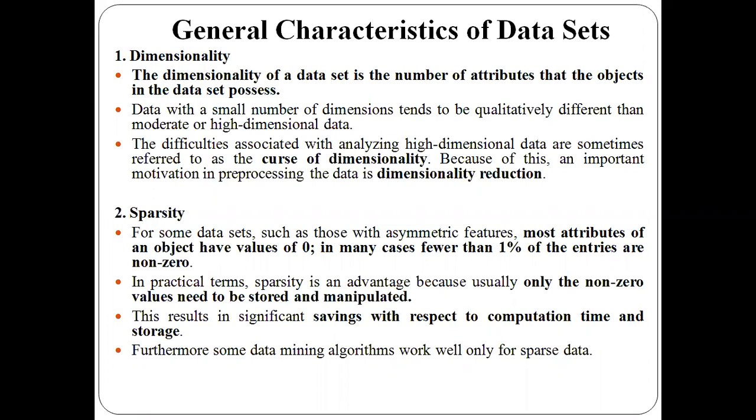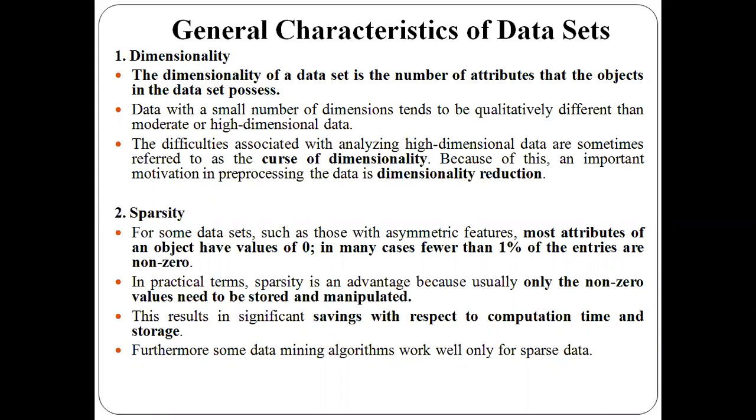Now, coming to the second characteristic or property, that is sparsity: sparse data and dense data. I hope everyone has heard the words sparse and dense. Sparse data is related to asymmetric features. In the last class, I explained what an asymmetric attribute is. An asymmetric attribute is one where we are concerned only about the presence of values, that is, only non-zero values are considered for processing.